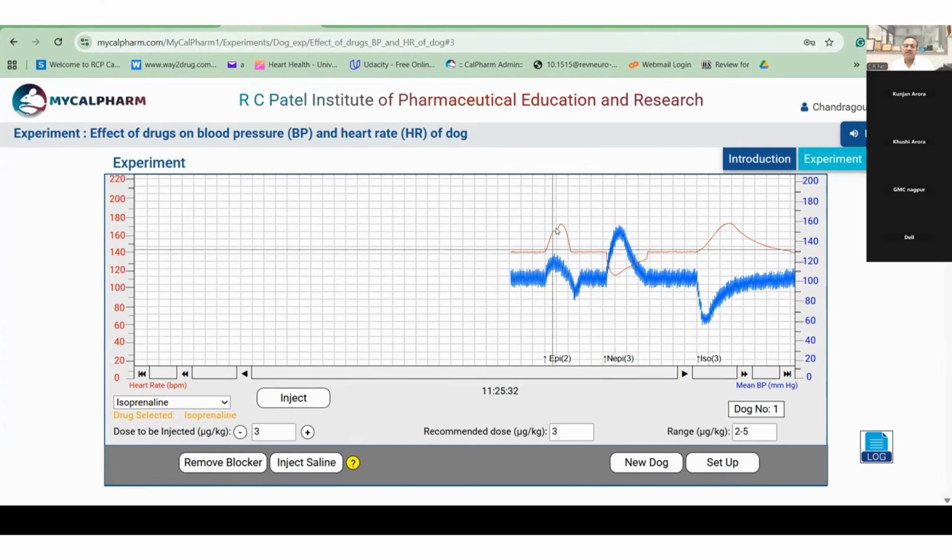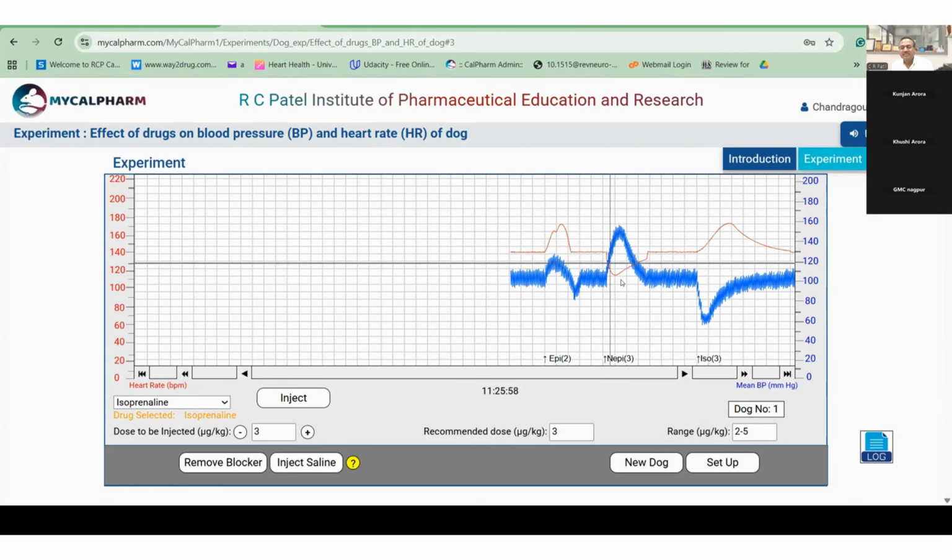In the case of heart rate, as adrenaline is acting on beta receptors in the heart, it will cause a rise in heart rate. When you shift to noradrenaline, an interesting thing is happening here. There is a fall in the heart rate. This red line is indicating the heart rate. We can very nicely show our students that when you inject noradrenaline, it causes a striking rise in the blood pressure, but simultaneously there is a fall in heart rate.